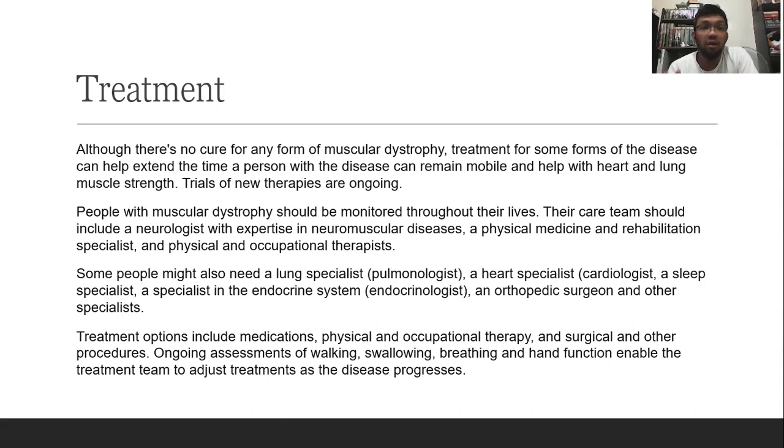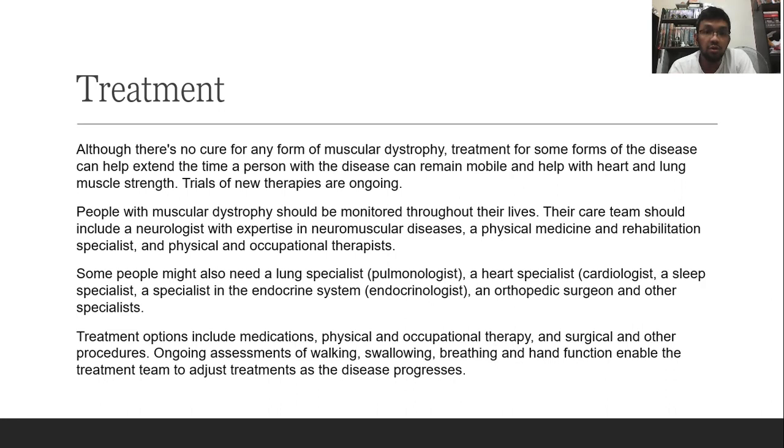Treatment. Although there's no cure for muscular dystrophy, treatment of some forms of the disease can help extend the life of a person with the disease, and they can remain mobile, with help for heart and lung muscle strength. There are also new trials and new therapies being done in order to improve the life of a patient who has muscular dystrophy. Patients who have this condition will be monitored throughout their whole lives.